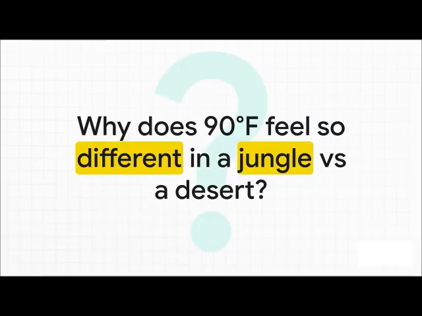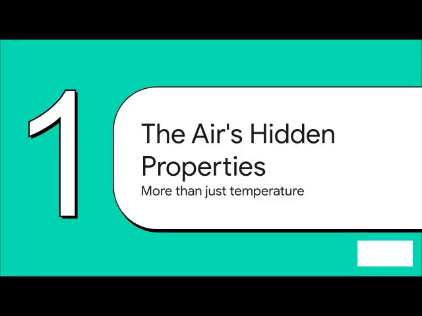Okay, let's start with a feeling you've probably had. The thermometer says it's 90 degrees Fahrenheit in both a steamy jungle and a dry baking desert. So why does one feel like you're trying to breathe underwater while the other just feels hot? Clearly, the temperature on the thermostat doesn't tell the whole story. Not even close. To get to the bottom of this, we have to look past that number on the thermometer. The real difference lies in the invisible properties of the air itself, especially how much water vapor it's holding.